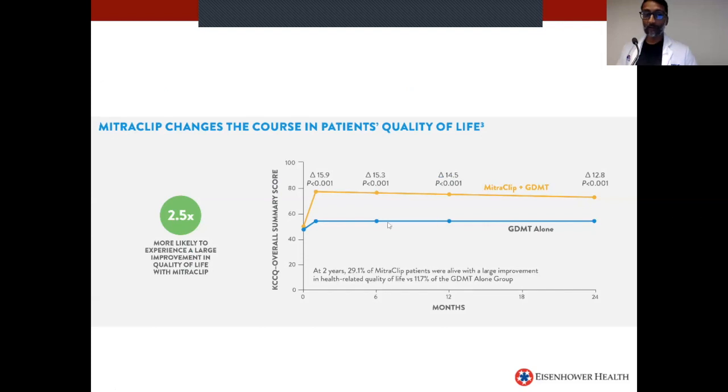Now, the quality of life we talked about again, almost 2.5 times improvement in the generic kind of scale in quality of life. And it's almost immediate from when the clip goes in, and it sustains. People seem to continue to improve and maintain their improved quality of life. There's no significant decline that we notice after the clip goes in. And that's probably the most noticeable thing that patients notice, besides not being in the hospital.